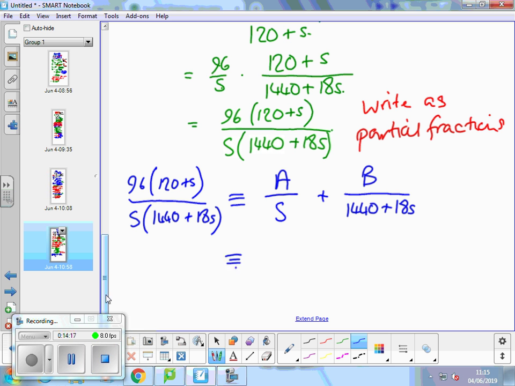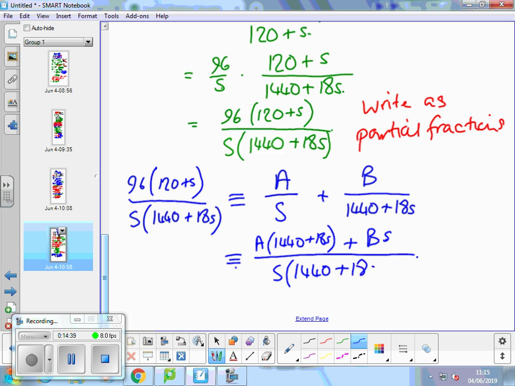Which is equivalent to A times 1440 plus 18S, plus B times S, all over the common denominator S times 1440 plus 18S.